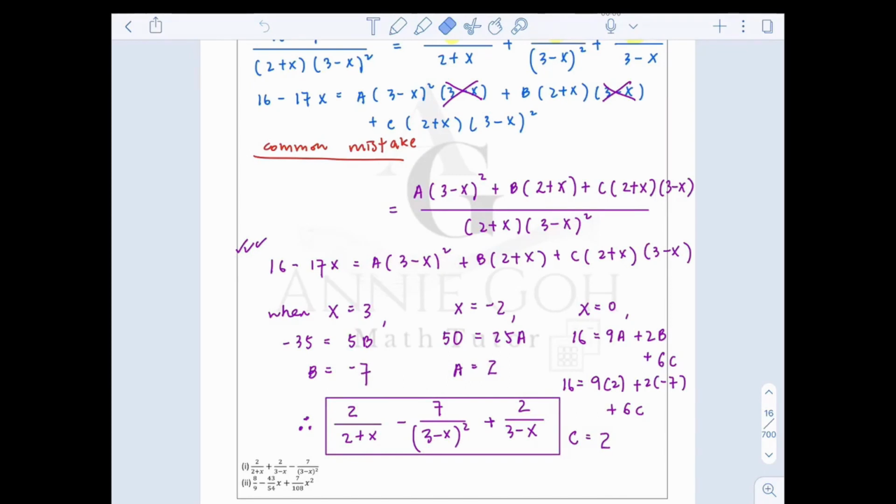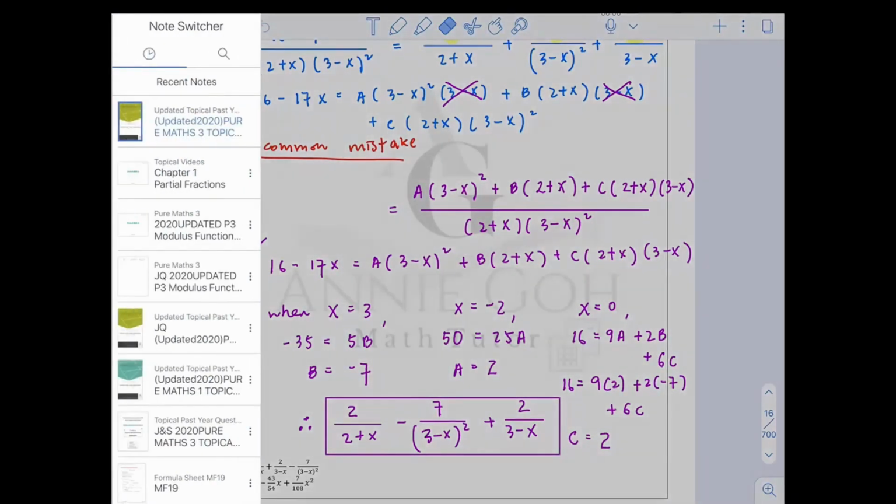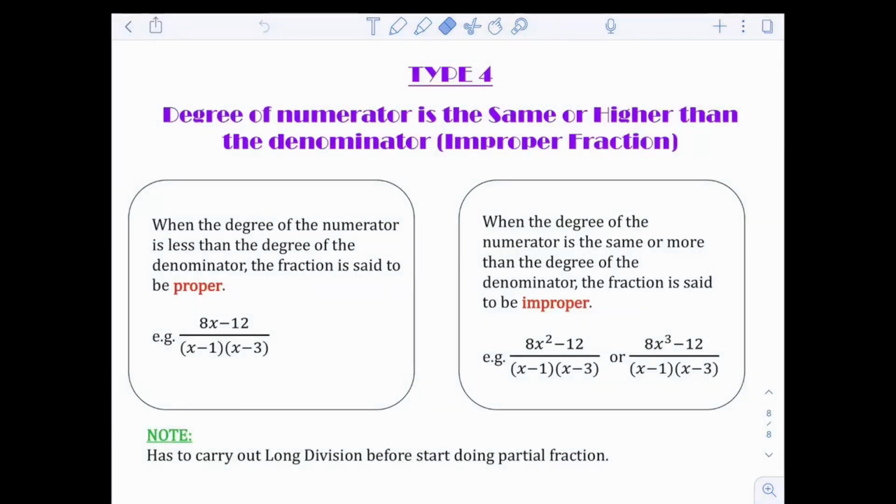Alright, so if you are clear with all the type 1, type 2 and type 3, then we'll proceed to the last type. Type 4. The degree of the numerator is the same or higher than the denominator, and we call it improper fraction. This is type 4.